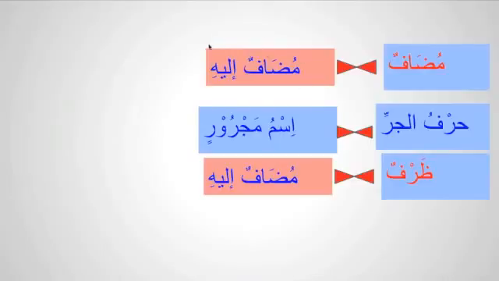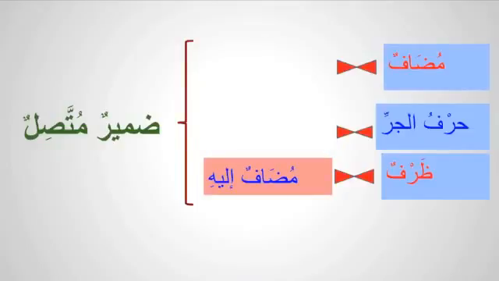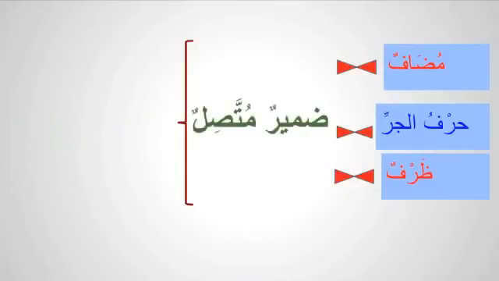So the damirun muttasilun comes and attaches to these nouns and harf. So what will happen is it is replacing these three. This damirun muttasilun will take the position of mudaf ilayhi, it will take the position of ism majroor, and it takes the position of mudaf ilayhi. So when this damirun muttasilun comes after a mudaf, then we will call it mudaf ilayhi. When it comes and attaches to the harf jar, we will say it is ism majroor, and when it comes after zarf, we will call it mudaf ilayhi.